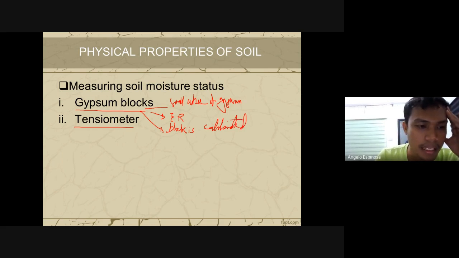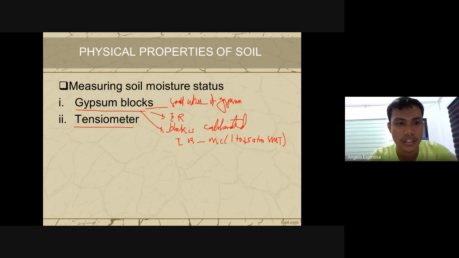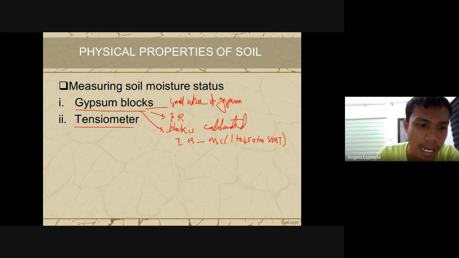Okay, calibrated. So the electrical resistance is converted into moisture content. Ito lang ay applicable only to 1 to 15 ATM. So the gypsum blocks also equilibrate with the moisture content in the soil. Parang binabalance niya lang yung moisture content sa soil.